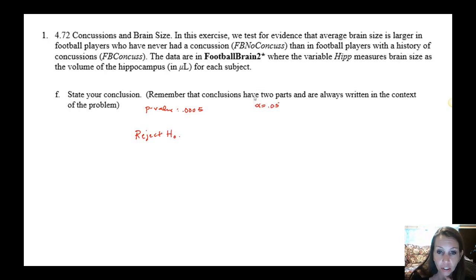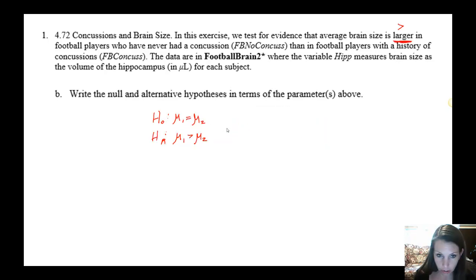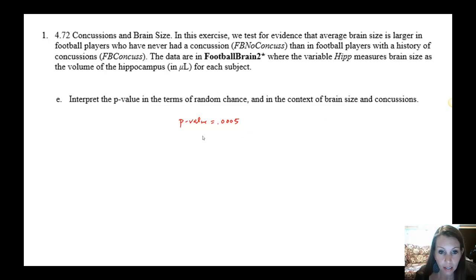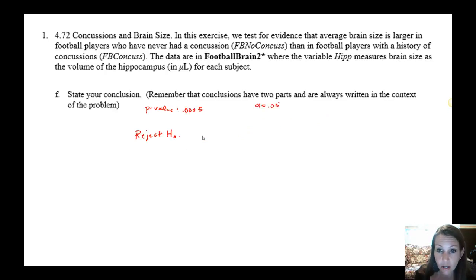The second part of our conclusion is always about the alternative hypothesis. If we are rejecting the null hypothesis, that means we're concluding that the alternative hypothesis is true. So in this case, the alternative hypothesis, I'll back up and show you real quick. There it is. The alternative hypothesis was that the mean brain size for football players without concussions is larger than the mean brain size for football players who have a history of concussions. Since we rejected the null hypothesis, we're just concluding exactly what the alternative is.